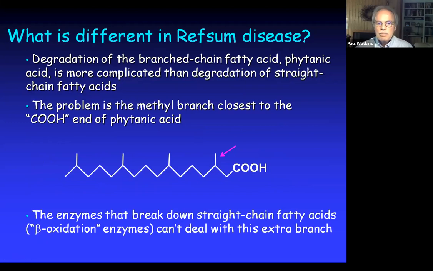So it turns out that degradation of branched chain fatty acids like phytanic acid is a bit more complicated than degradation of the straight chain fatty acids. The problem is the methyl branch on phytanic acid that's closest to the COOH end. So this one here is a problem. I won't go into the details of why, but it comes back to the chemistry and the rule that you can only make four bonds to a carbon atom. When fatty acids are broken down, if it has this methyl group, it tries to place five bonds on a carbon atom, which is not allowed, and thus the enzymes don't work. So the enzymes that break down straight chain fatty acids can't deal with this particular extra branch.